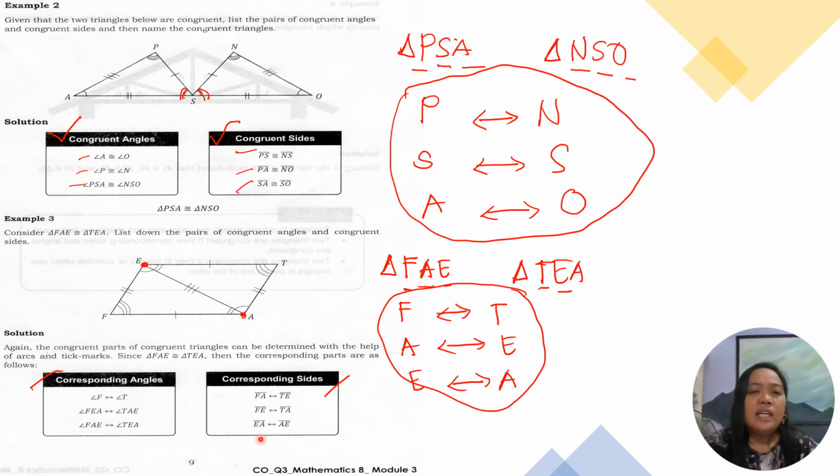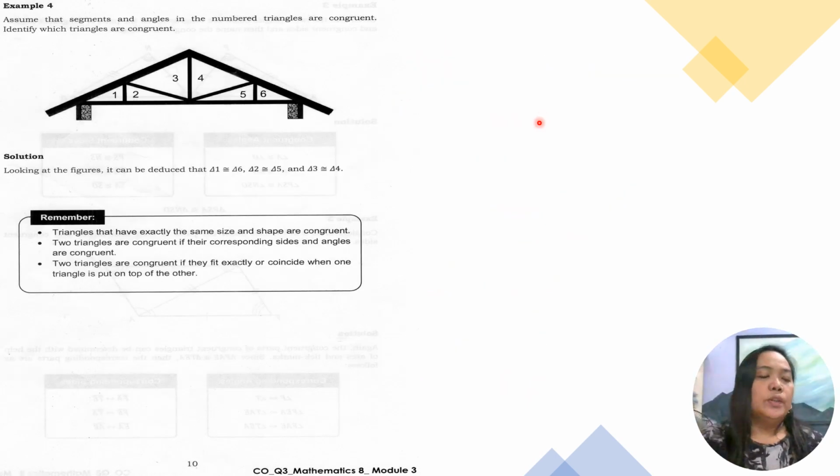So segment EA corresponds to segment AE. So here are the corresponding sides and corresponding angles of these two triangles. Since the corresponding parts must also be congruent, we can conclude that triangle FAE is congruent to triangle TEA because their corresponding parts are congruent.